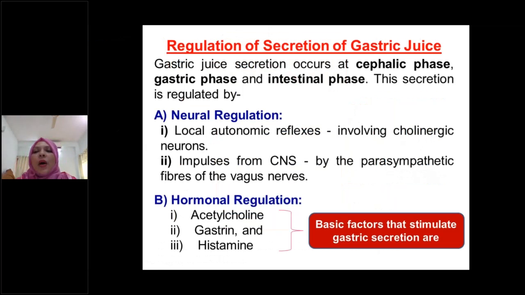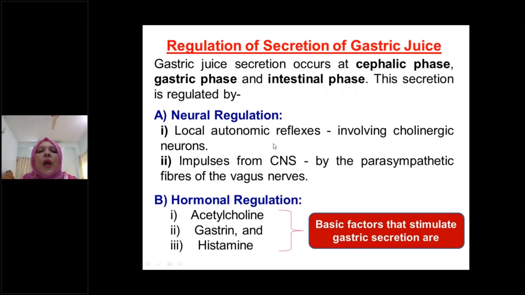Now, regulation of secretion of gastric juice. This is also a very important written question. Regulation of secretion of gastric juice: there are three phases of gastric juice secretion: cephalic phase, gastric phase, and intestinal phase. This secretion is regulated by neural regulation and hormonal regulation.